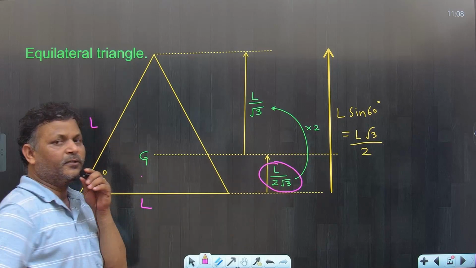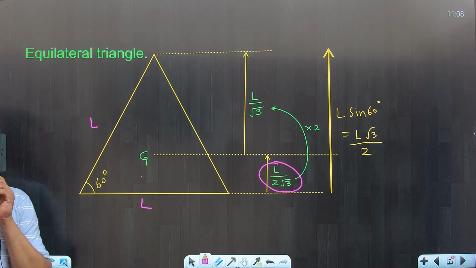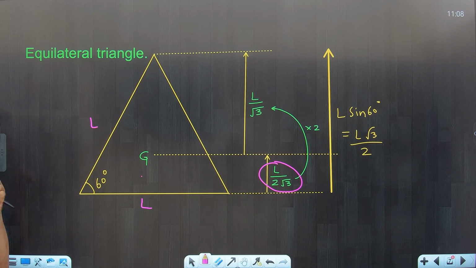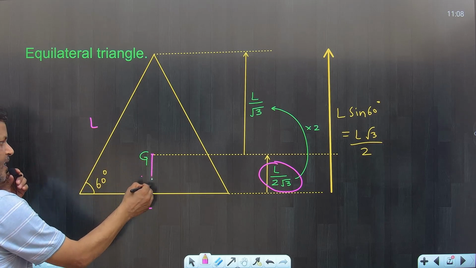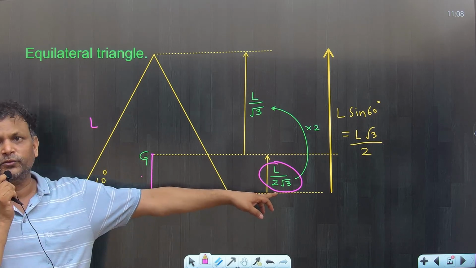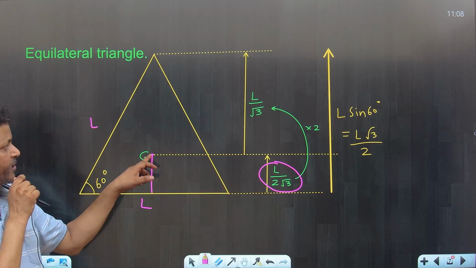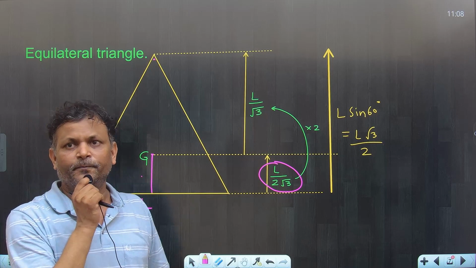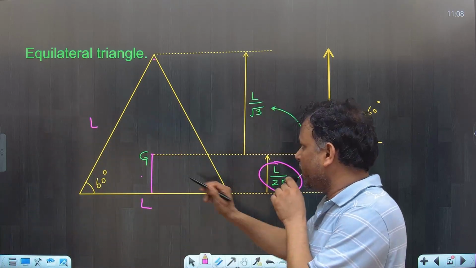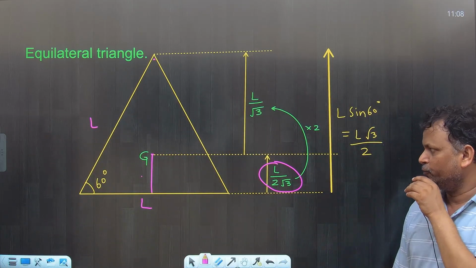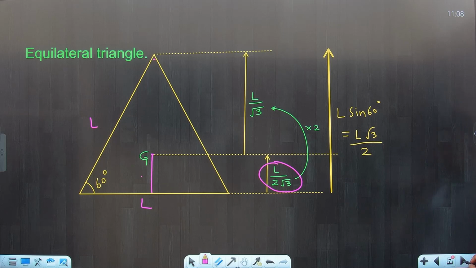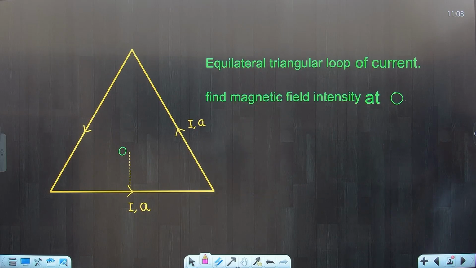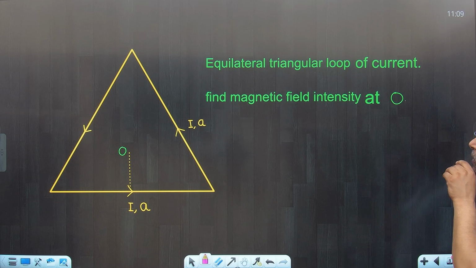So as a result, you can just learn that the distance of the centroid from one side is L by 2 root 3, and the distance of the centroid from the vertex is double of this, that is L by root 3. So the distance of the centroid from its base is L by 2 root 3. What is the application of this idea in magnetism? This is an equilateral triangle loop of current. Find the magnetic field intensity at O.